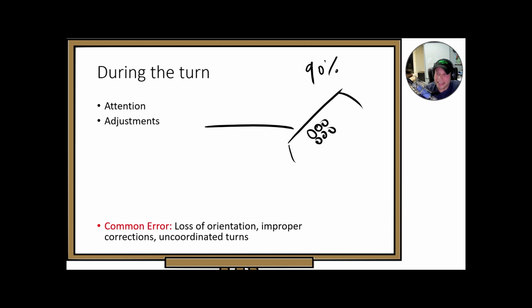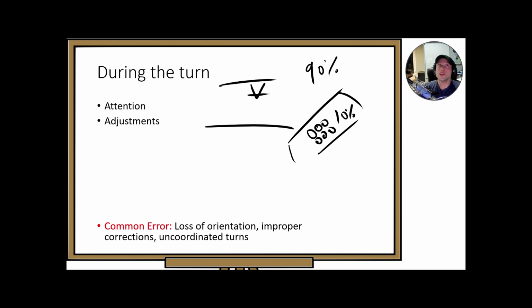Like we said before, 90% of your time should be spent up and out looking for other traffic. We don't want to be focusing or fixating on the instruments. And then 10% of your time should be spent inside, double checking, verifying what you expect to see on your instruments.